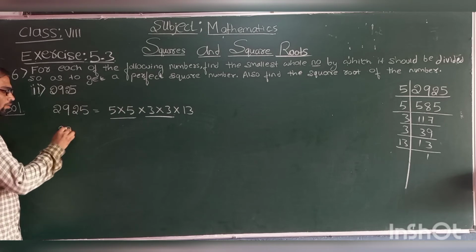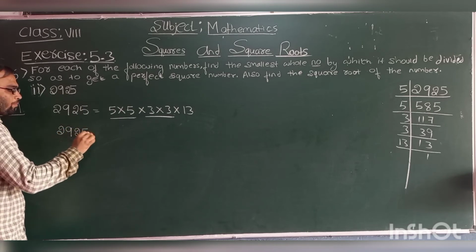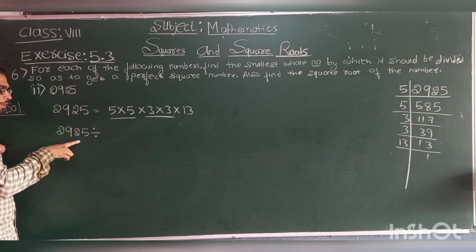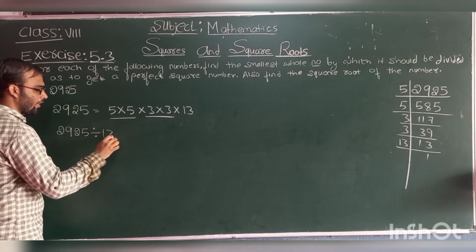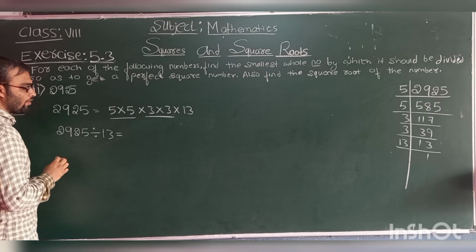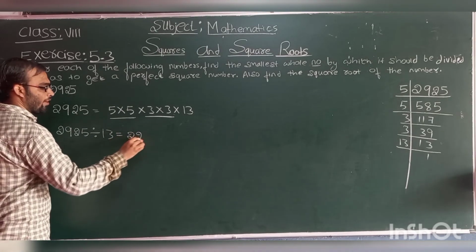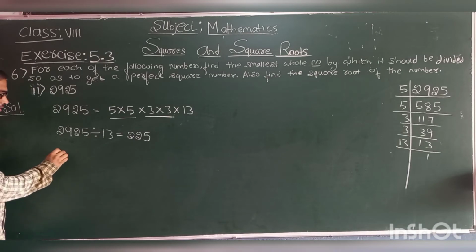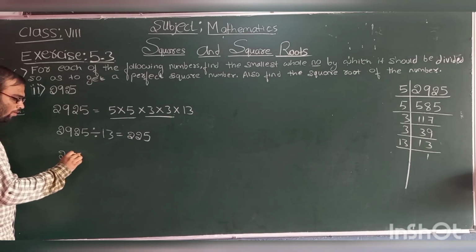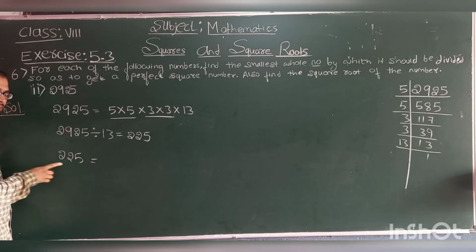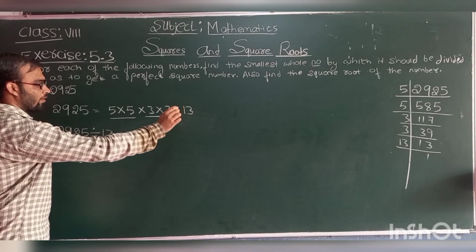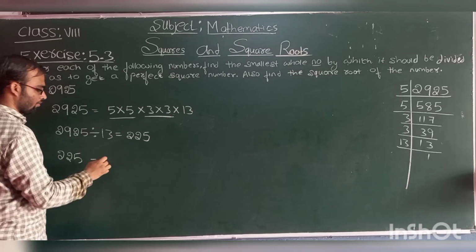Okay, 2925. So when we divide 2925 by 13, what will we get? We will get 225. Okay, right here, 225. Now we write the factors of this number. Dividing means we have removed this 13, so we will write only this much.